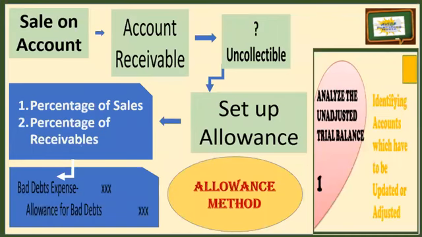So in the allowance method, this is the flow of transactions or events. You have the sale on account. If the business sold on account, then it had accounts receivable. Now the question: it becomes uncollectible.